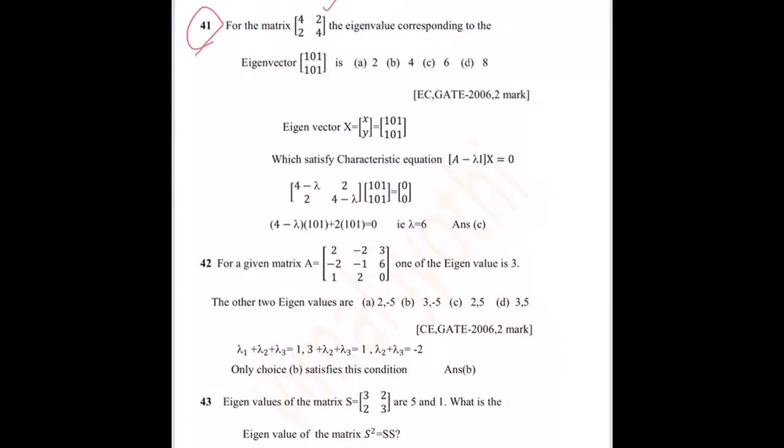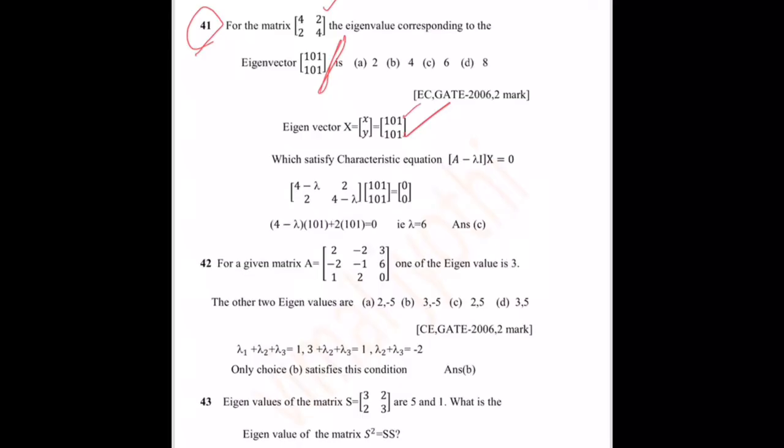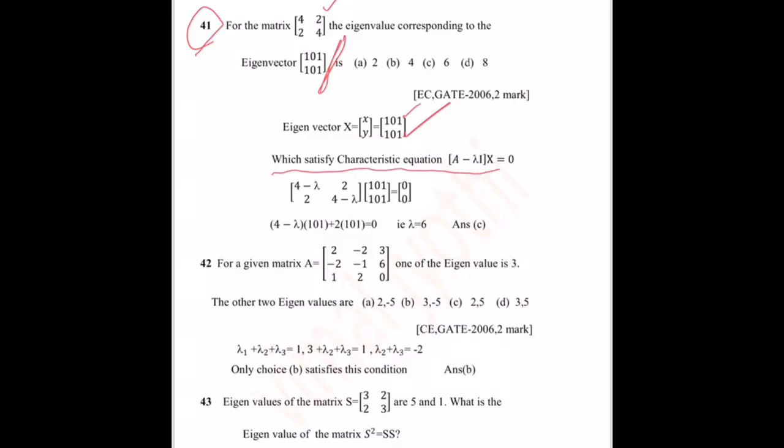Next, problem 41. For the matrix, find the eigenvalue corresponding to the eigenvector. This is the eigenvector, xy equal to this. We shall find the eigenvalue. The eigenvalue satisfies the characteristic equation A minus lambda I into x.